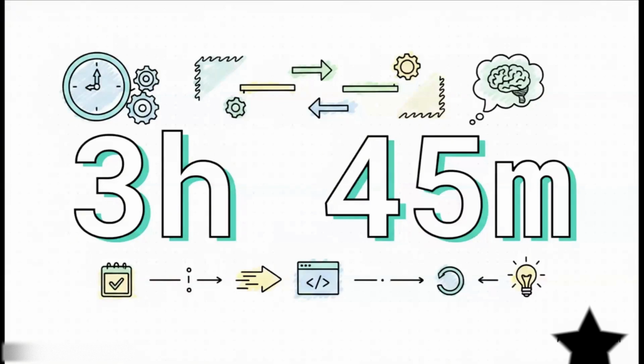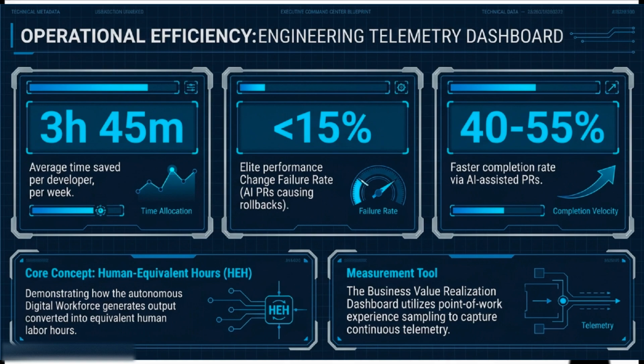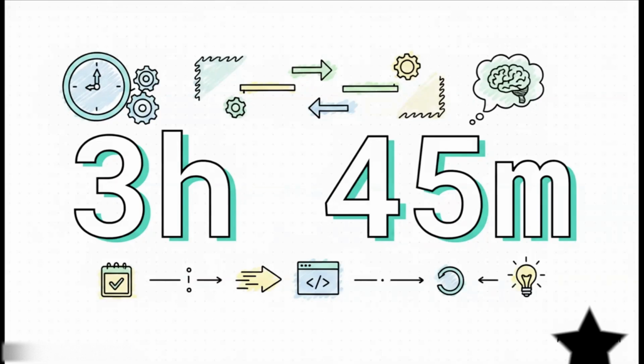And it's not just about money, it's about our most valuable resource, time. For developers, the playbook found that they are saving an average of 3 hours and 45 minutes every single week. I mean, just think about what a developer could build or fix with that extra day of focus time, week in and week out, every single week.